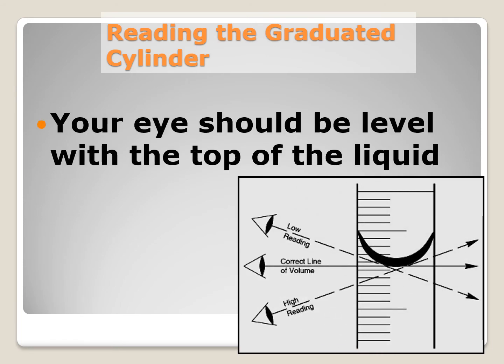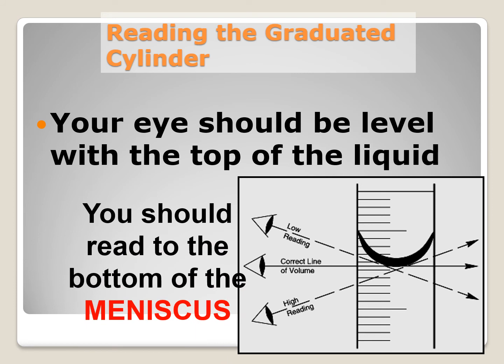How do you read the graduated cylinder? Your eye should be level with the top of the liquid. For example, as you guys can see in the picture, the curve is demonstrated here. So you will not read it at a low reading or at a high reading. You need to lower your eyes to the level of this curve, which is known as the meniscus. You should read to the bottom of the meniscus.